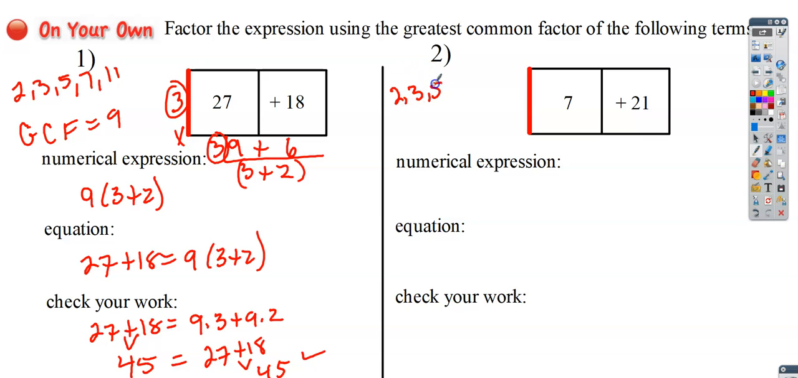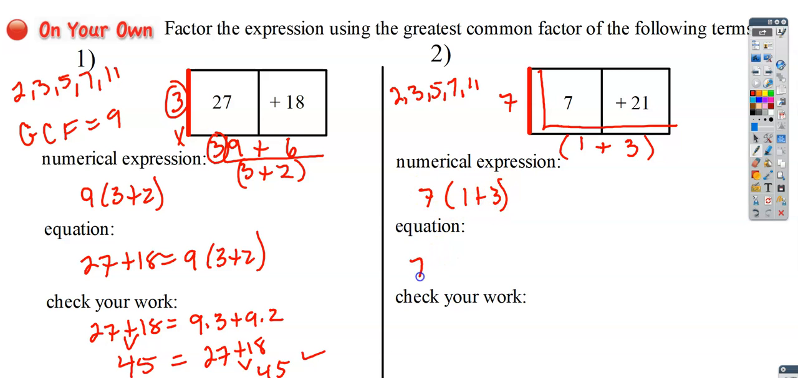Divide by 2, 3, 5, 7, 11. I'm going to divide out a 7. 7 divided by 7 is 1. 21 divided by 7 is 3. No more common factors. I can stop right there. My expression is 7 times 1 plus 3.